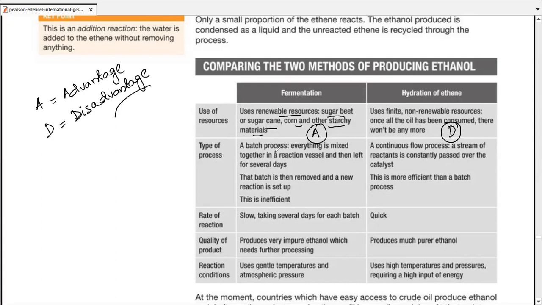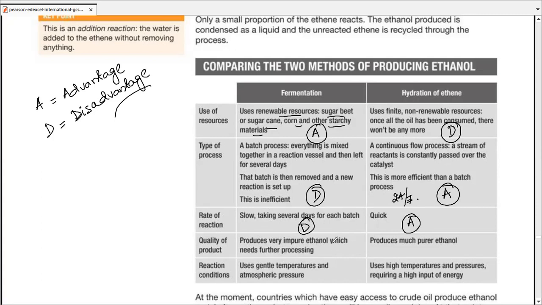Type of process. Fermentation is actually a batch process. Everything is mixed together in a reaction vessel, left for several days, and then removed. A new reaction is set up. This is inefficient, so of course, a disadvantage. However, hydration is a continuous flow process. A stream of reactants is constantly passed over the catalyst. This is much more efficient, and the process goes on 24/7, which means it is actually an advantage. So we can safely say fermentation is a slow process for every batch. Disadvantage. Continuous flow process is a very quick process, hence advantage.